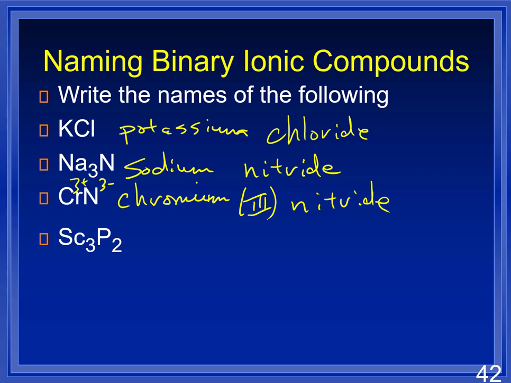What about Sc3P2? Sc is scandium. Does scandium need Roman numerals? Is it in 1A, 2A, or 3A? No, it's not in 1A, 2A, or 3A. It's a transition metal. It needs Roman numerals. P is phosphorus. We change that to one syllable and "ide," so that's going to be phosphide.